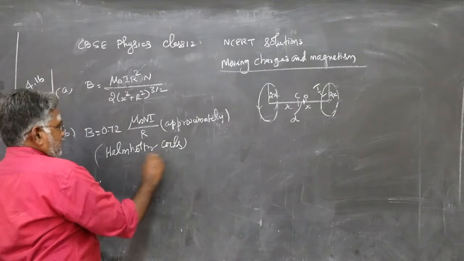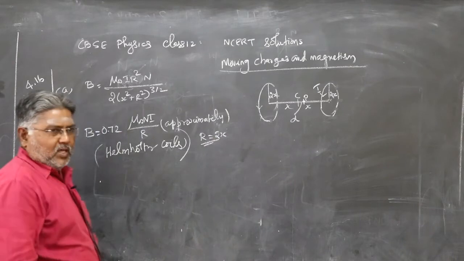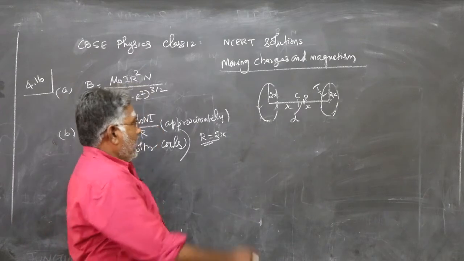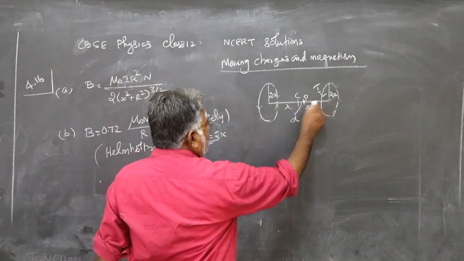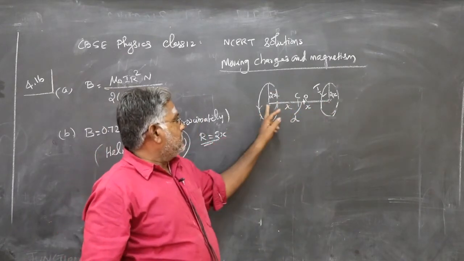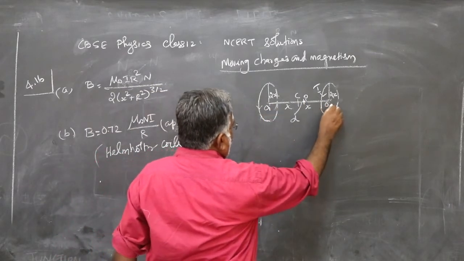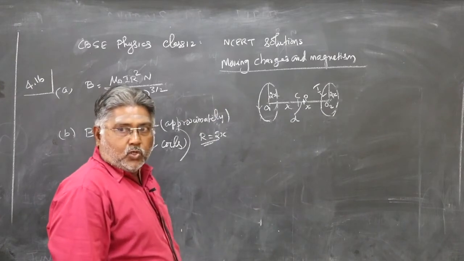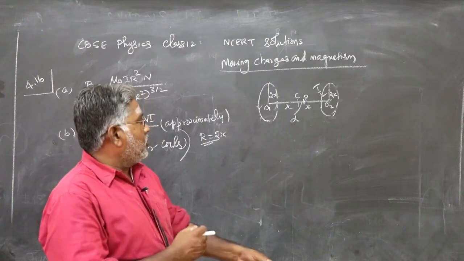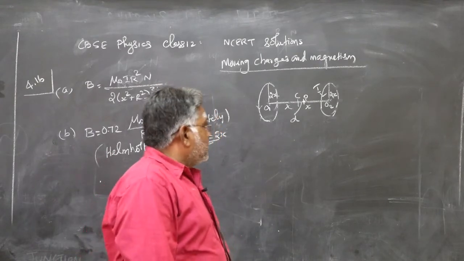So let's take 2x, just for convenience sake. And also the distance between the two centers is 2x, and the radius is 2x. Suppose you consider the centers to be, say, O1, O2. O1, O2 is 2x, and the radius of each coil is also 2x, but I have drawn O1, O2 a little bit longer so that you can see.